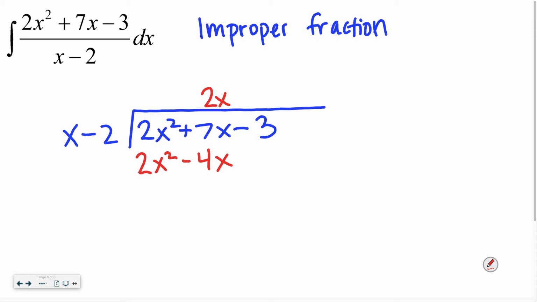What do we do with those quantities? We subtract them. So Mrs. Holman likes to just change signs so I don't have to keep track of the subtraction. And we're left with 11x, and we bring down the next number, minus 3.